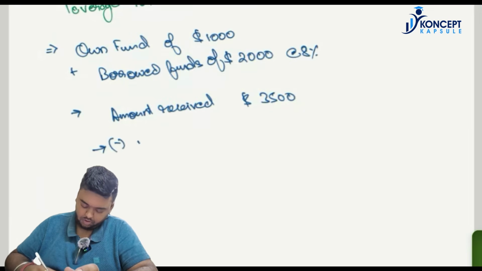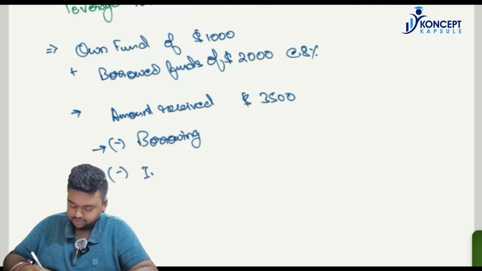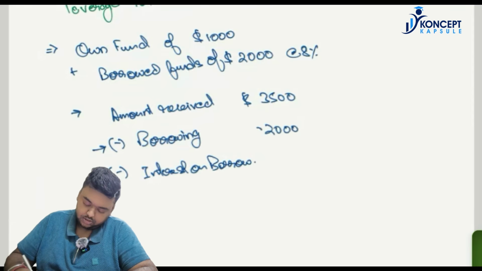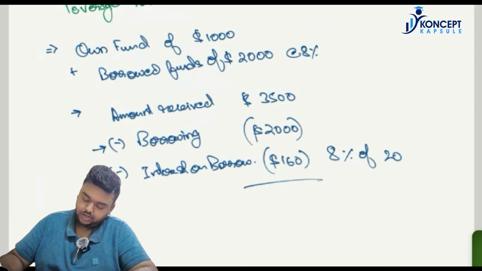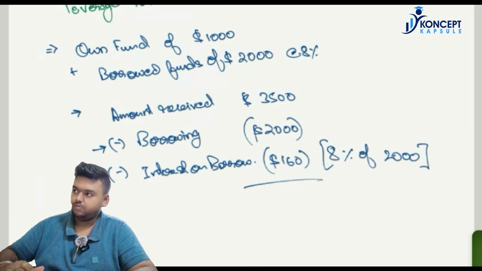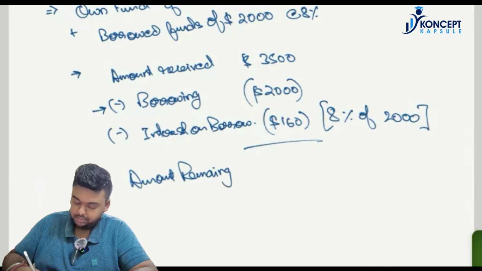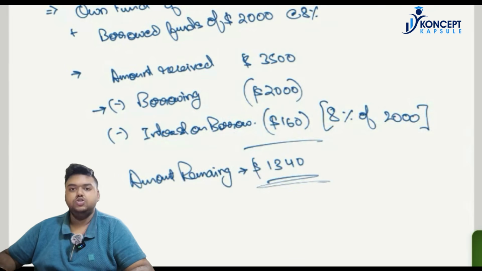So, borrowings and the interest on borrowings have to be paid back. Borrowings were $2,000, and what was the interest on borrowing? It was $160. That is 8% of 2,000. Yes or no, guys? What I'm left with is $1,340.